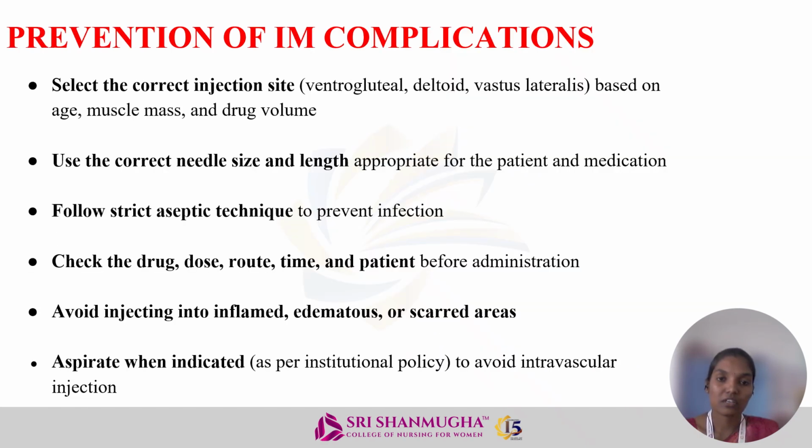Next one, prevention of IM complications. What are the things we have to do to prevent them? Select the correct injection site, that means gluteal, deltoid, vastus lateralis, based on age, muscle mass and drug volume. Next one, use the correct needle size and length. Next, follow strict aseptic technique to prevent infection. This is the most important. Check the drug, dose, time and patient before administration.